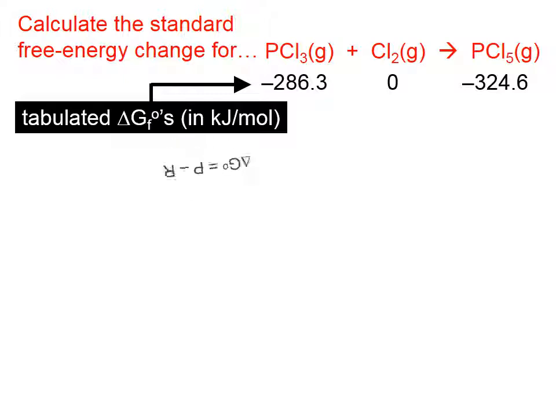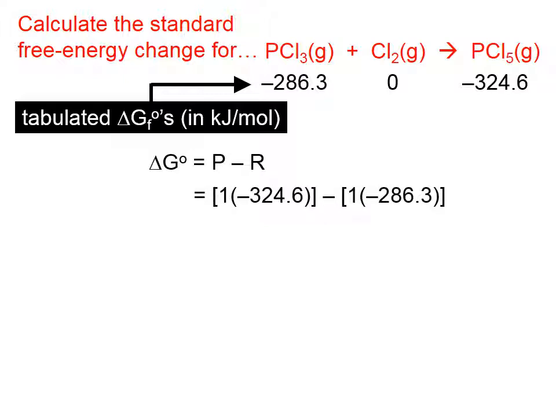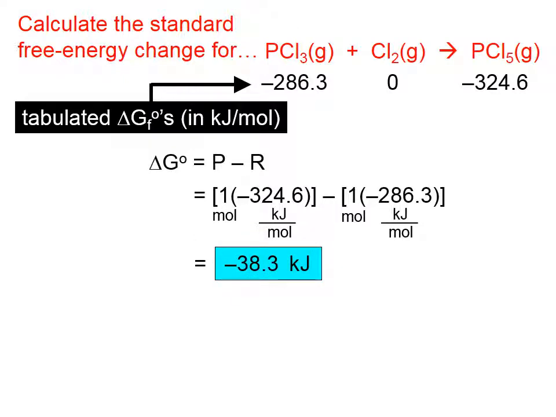And now we're going to use products minus reactants. All the coefficients in the equation are 1. We're going to go 1 mole of PCl5 multiplied by negative 324.6. Then on the reactant side, we can omit the chlorine because anything multiplied by 0 is still 0. So then we just need to include the PCl3 term. If we do that calculation, not forgetting the negative signs, we get negative 38.3 kilojoules.